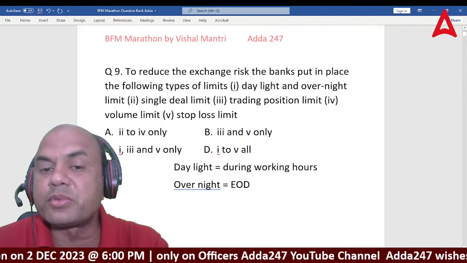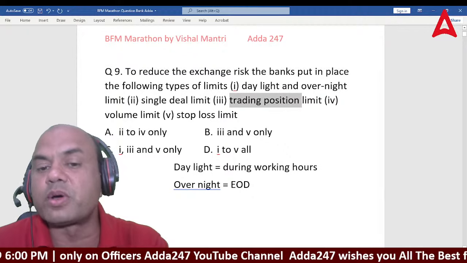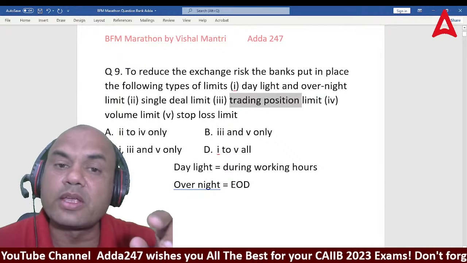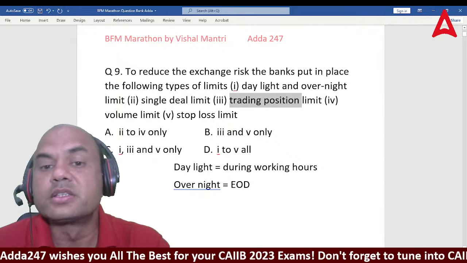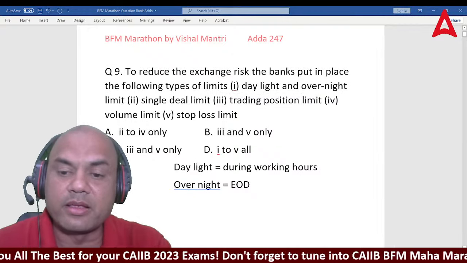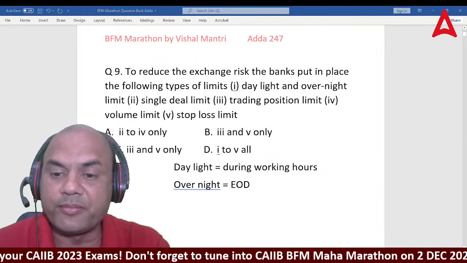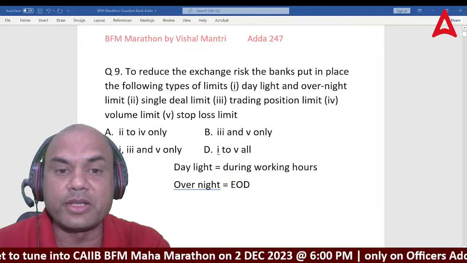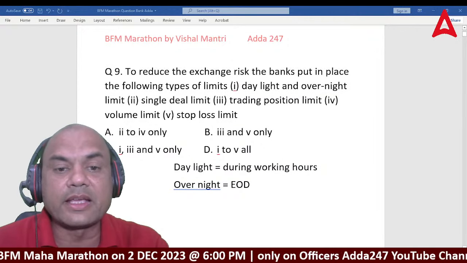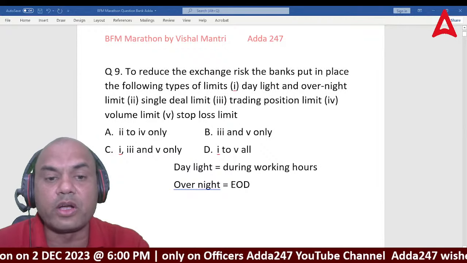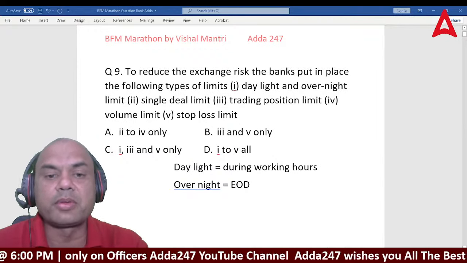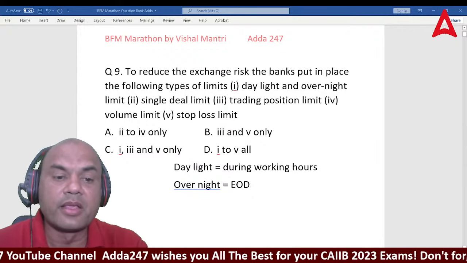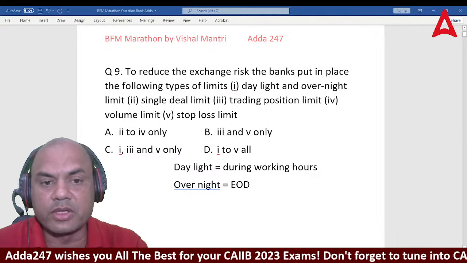Trading position limit: trading position always refers to either a long position or a short position. It means how much you can keep long and how much you can keep short. Suppose a trader tomorrow starts buying bonds heavily. If the rates of the bonds then go down, the bank will be in trouble. That's why every trader has to be given a certain limit. Similarly, the volume limit follows similar logic.